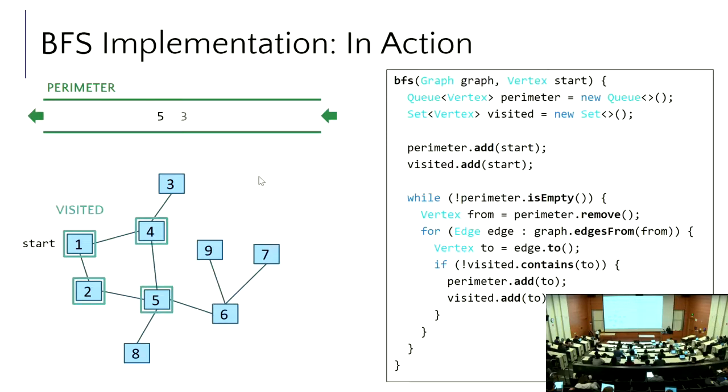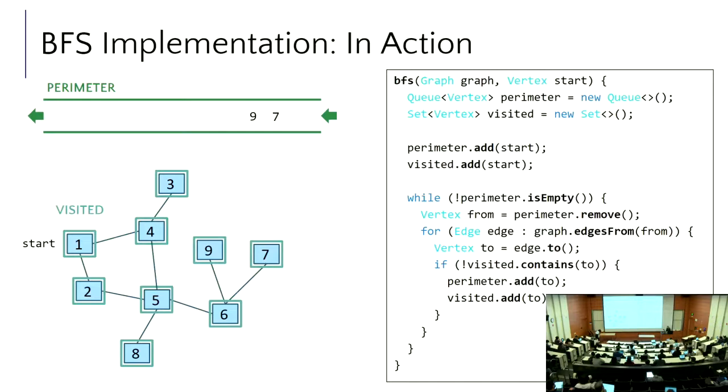And then I loop back around, I remove the 4, and I see 4 has 3 neighbors: 1, 5, and 3. But 1 and 5 are already in the visited set, so I only add that 3 into the queue, yet to be processed. And then I keep going, and so on and so forth, until I visit everybody.